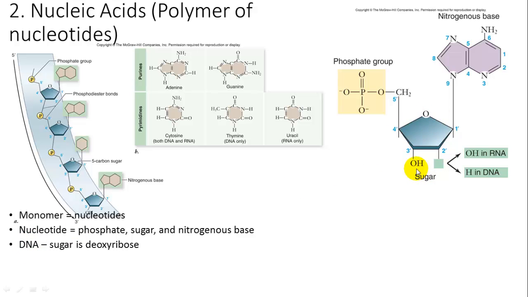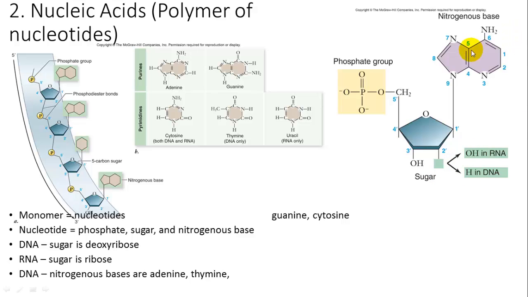Okay? In RNA, the sugar is ribose, ribonucleic acid. The only difference between DNA and RNA is at this one carbon, so this represents a bunch of carbons strung together. There's a hydrogen in DNA and a hydroxide in RNA. The bases that are used are slightly different as well. In DNA, you have adenine, thymine, guanine, and cytosine, and in RNA you have the same, except you don't have thymine, you have uracil.